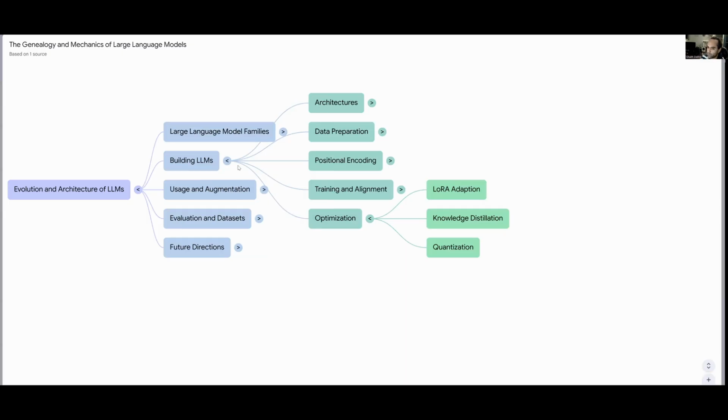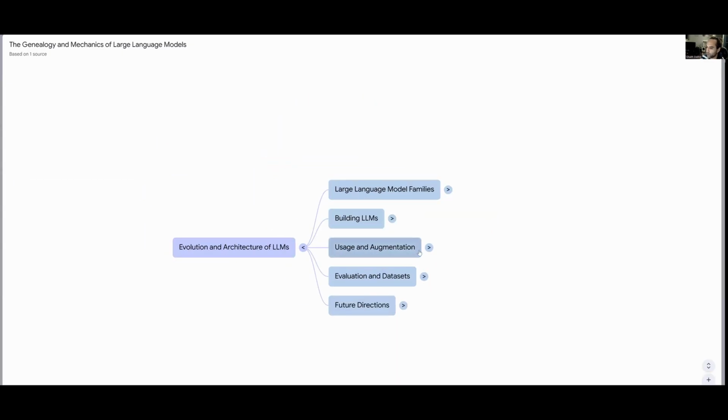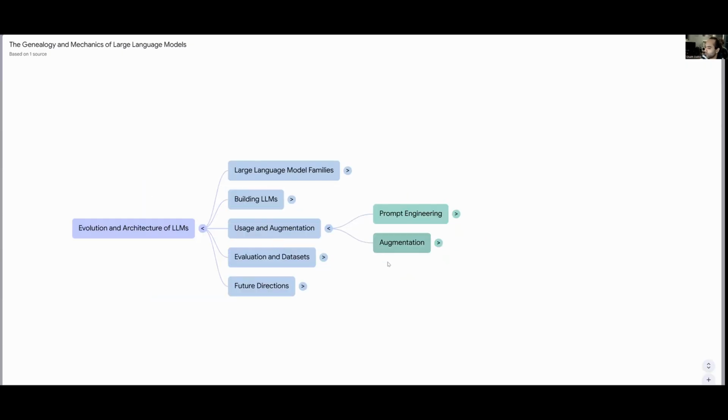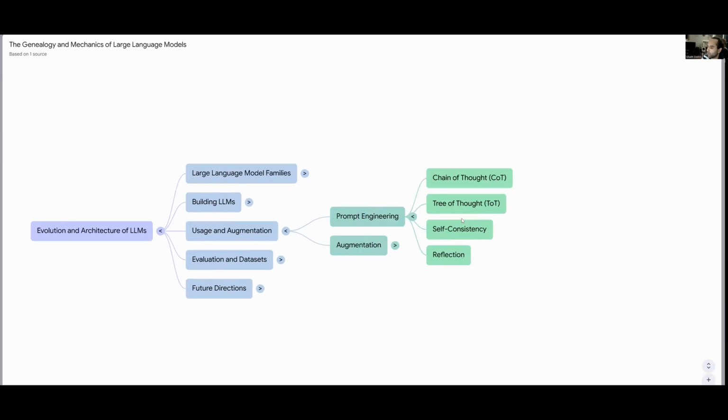Now let's talk about usage and augmentation. And here we quote one of the techniques that has emerged in recent years. This technique is called prompt engineering. This technique is as simple as crafting inputs to guide the model's output. But at the same time, this crafting is critical because it will shape the model reasoning in some way. And sometimes simple prompting doesn't give us the desired answer. This is why more complex prompting techniques appeared.